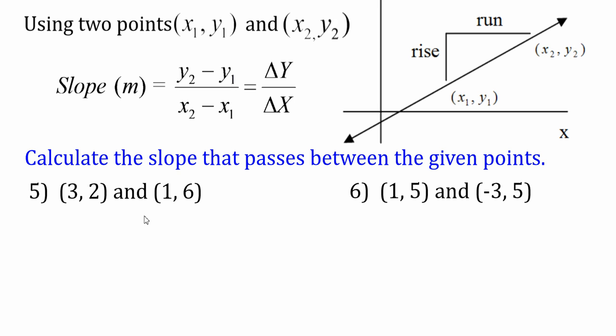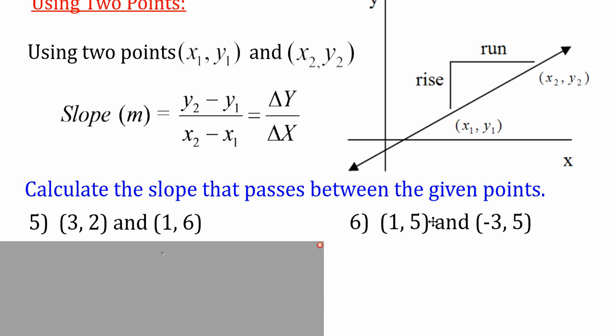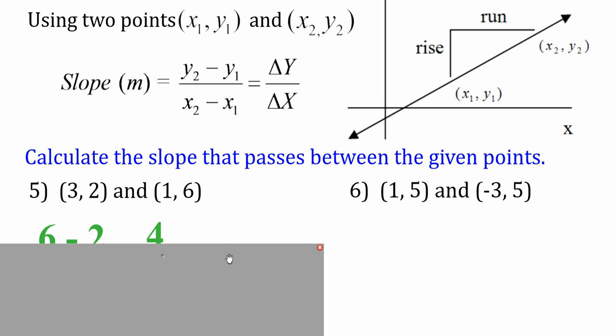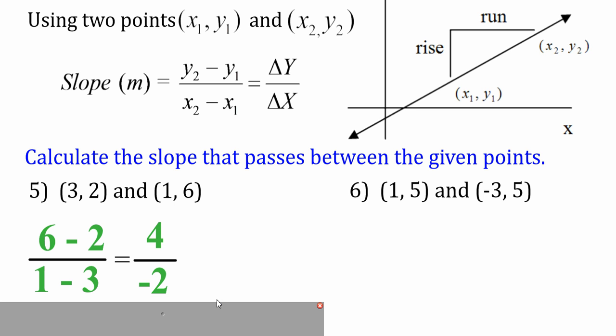So when we have coordinates like this, (3, 2) and (1, 6), we have an x and a y and an x and a y. Remember, the change of the outputs is the difference of the y's, and the change of the inputs is the difference of the x's. So what we would do here is take the difference of the y's and compare them to the difference of the x's.